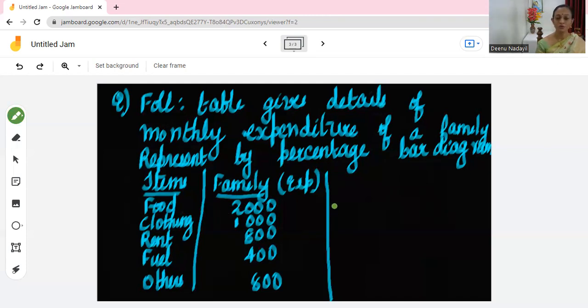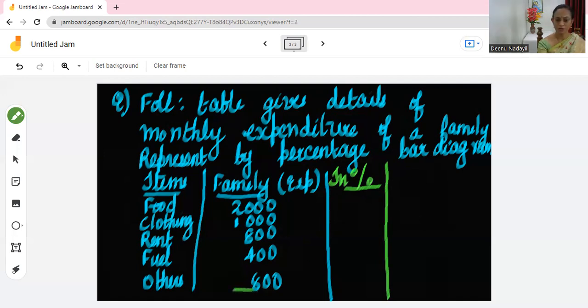Now how to do this percentage bar diagram? By the name itself, it is a percentage out of 100. So what we have to do here is find out the expenditure of the family in terms of percentages. In percentage we will be finding it out. So now how to find out in terms of percentage?